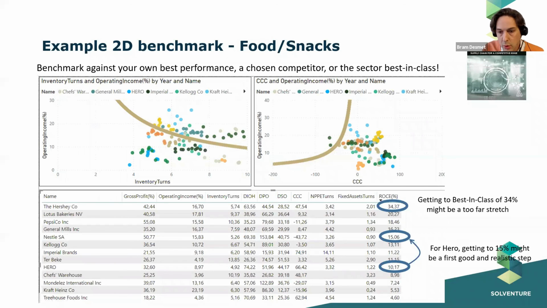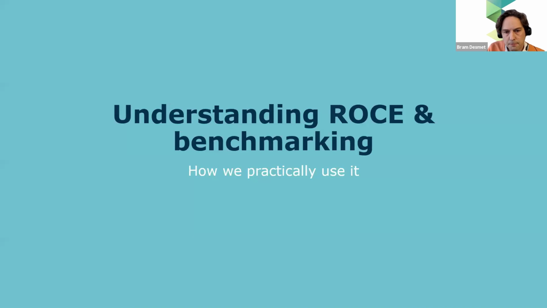And we have a benchmark tool. I will show it straight away, where you can list different competitors, understand where we are. So we say, okay, as Hero, we are currently at 10% ROCE. Trying to step to the 35% of Hershey is maybe a bridge too far, but at least I might try to close the gap with a company like Nestle. So how will I get from 10% to 15%? And what is the impact of that step on the different types of metrics I have? And what is the impact of my chosen strategy?